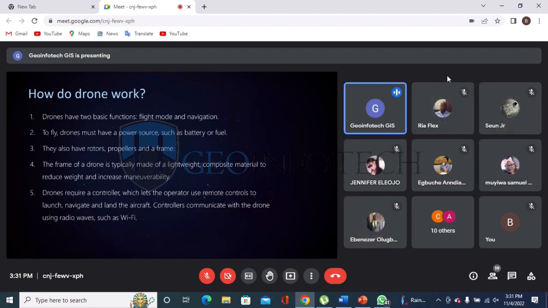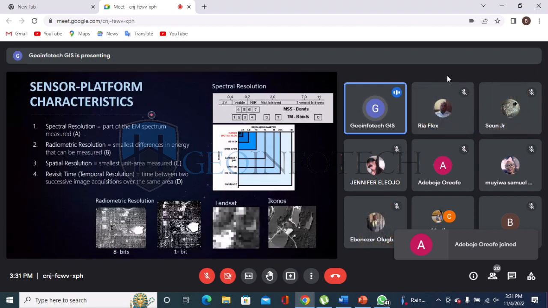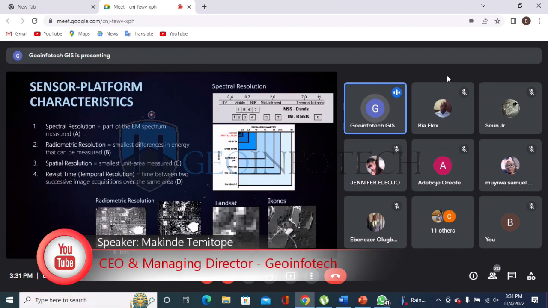Okay, and again, the next thing we'll be looking at here is different sensors and characteristics. So I'll be inviting my colleague to talk a bit about that. I'll be inviting Mr. Surveyor Yinka to talk a bit about that. We're having different sensors and what they are. You can see different rasters with different bits and bands.